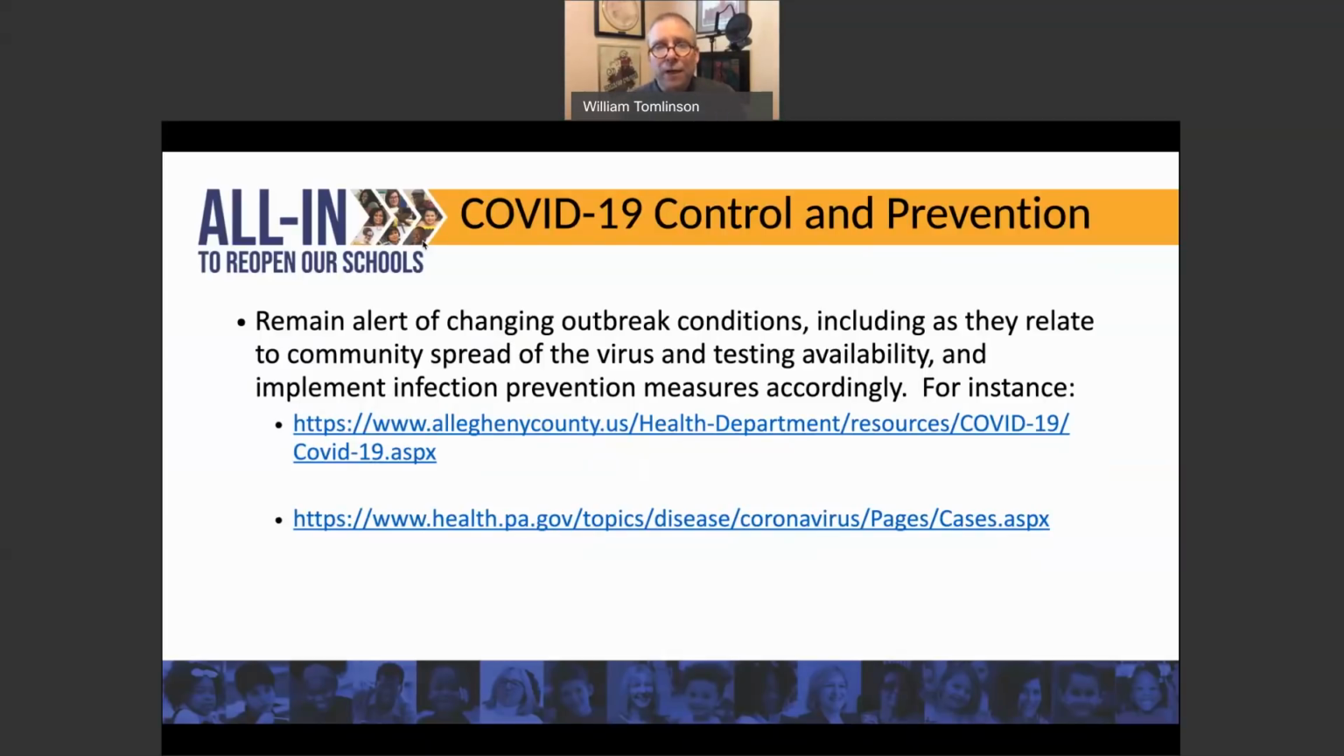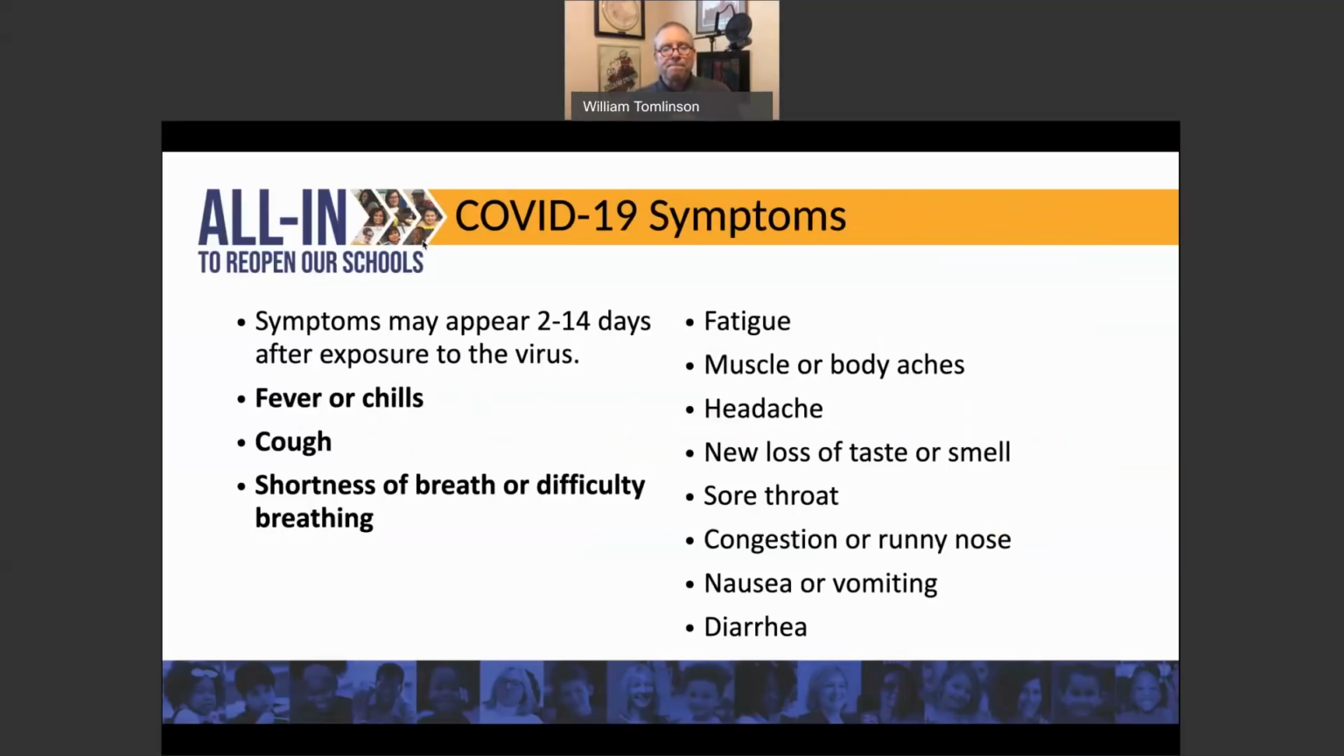They maintain a dashboard as well. And you can get Allegheny County specific data out of the state dashboard. However, you don't get the granular detail that you can get from the health department. So the health department's dashboard is an excellent resource for our circumstances in our local area.